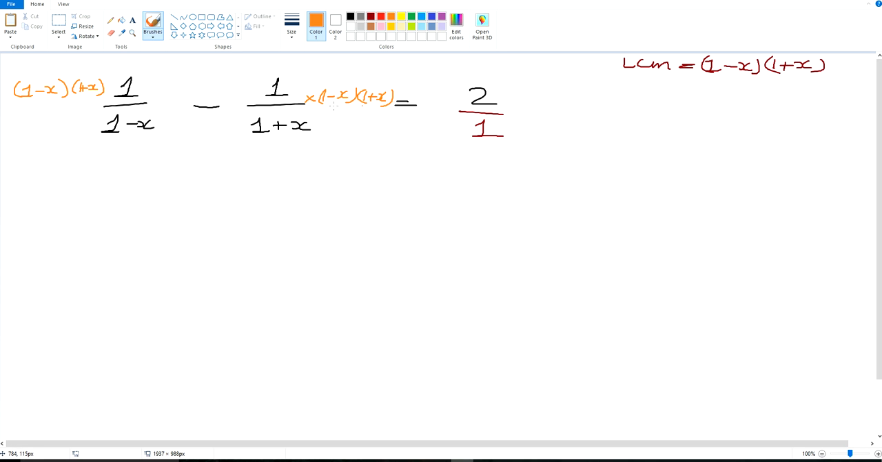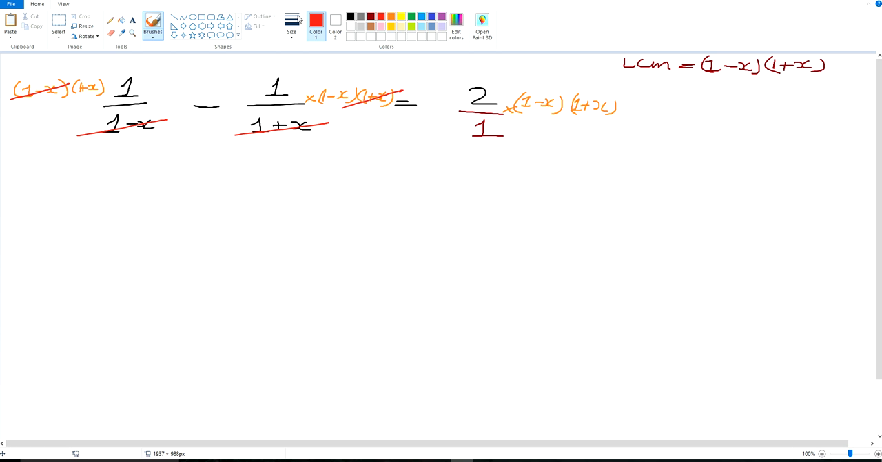Now, remember we have 3 items altogether. We have to multiply every single item by this LCM, so we can't leave anything out. That way we'll keep the equation equivalent as we manipulate it. Now, let's do the cancelling part. The whole point of doing this LCM technique was to eliminate the denominators. So 1 minus x disappears with that one because you're multiplying and dividing, 1 plus x disappears with that one, and everything else stays as it is.